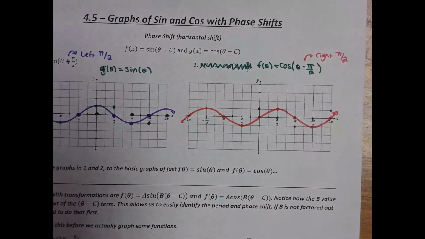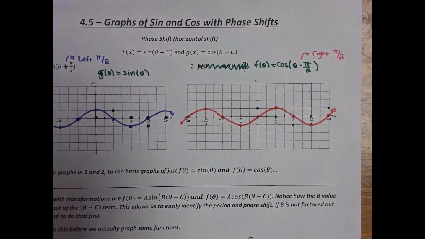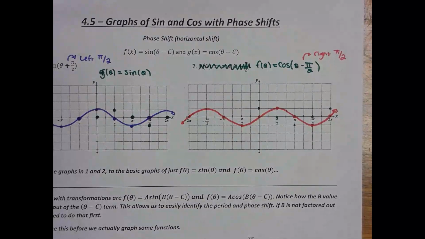And that's essentially how we're going to graph all of these functions with a horizontal transformation. We'll start with the function without the phase shift, and then we'll apply the phase shift to come up with the graph. Any questions here before we move on to the next part of this?